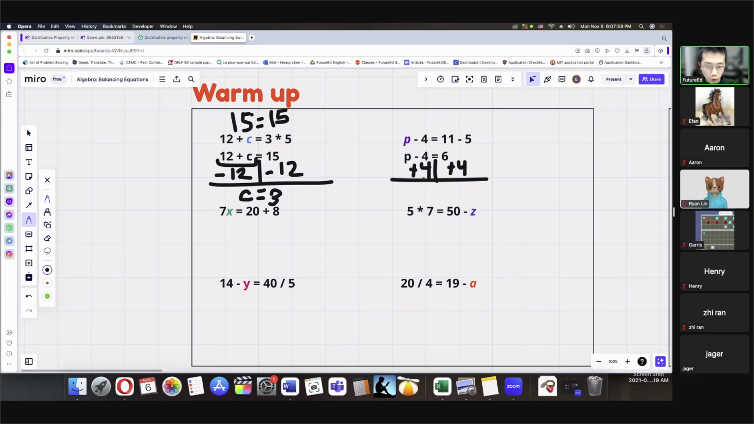So -4 plus 4 is nothing. All we have left on the left side is a P, right? And what is 6 plus 4, Jager? I think you had the answer a while back. So 6 plus 4 is 10. 10. Awesome. Can you verify this for me, just in case we might have gotten it wrong? So if we put 10 back into our original equation.